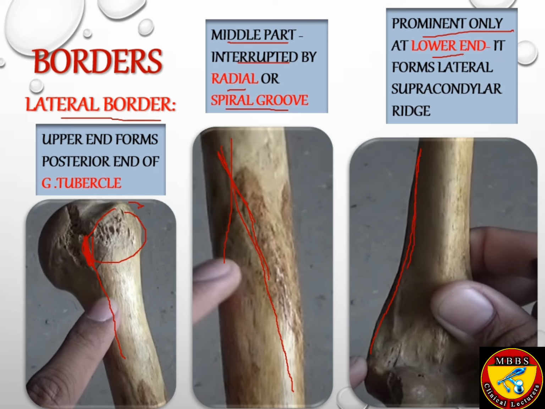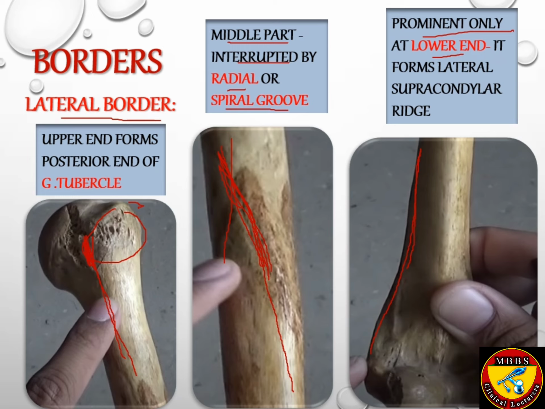Now the lateral border starts from the posterior end of the greater tubercle. In the middle it is not clearly defined. It is ill-defined in the middle portion of the shaft, and it is interrupted by the radial groove. This is the radial groove which is actually present on the posterior surface and which crosses the lateral border. So it is interrupted by the radial groove or spiral groove, and the lower border is more clear or prominent.